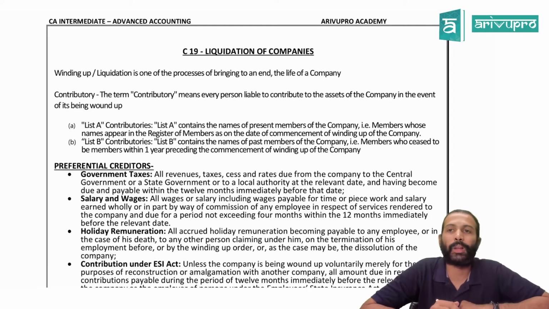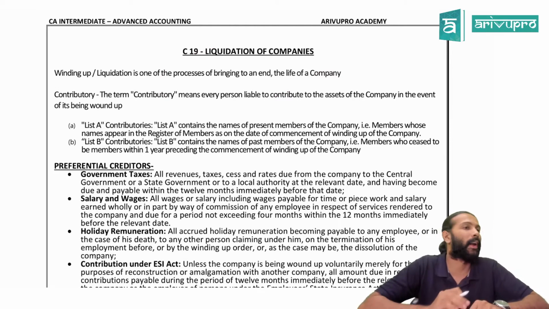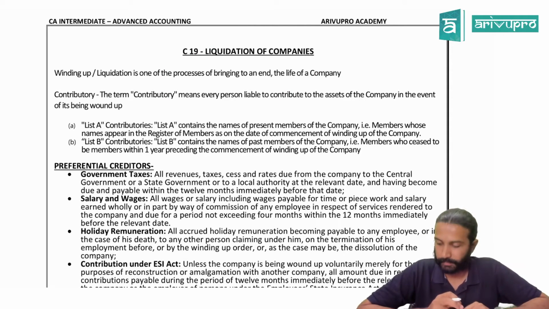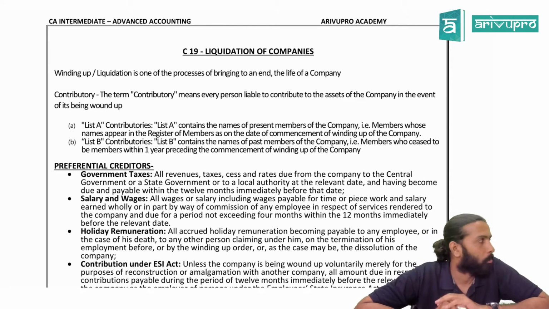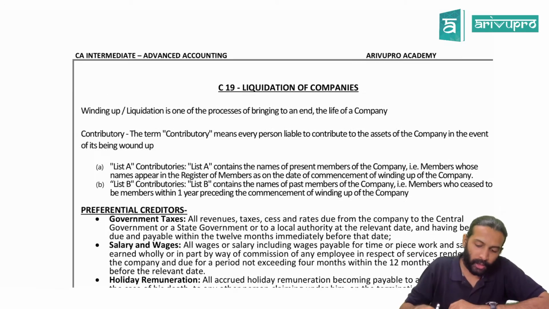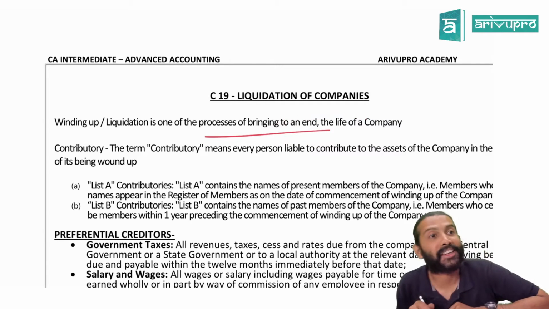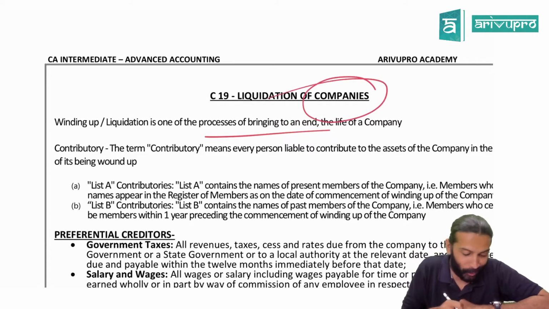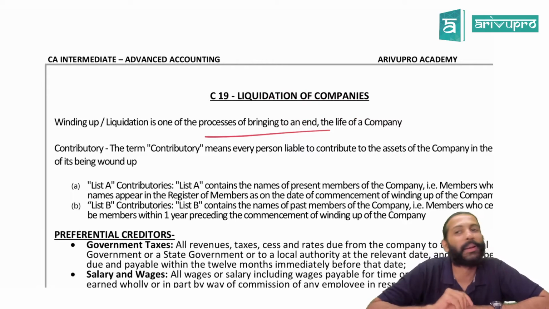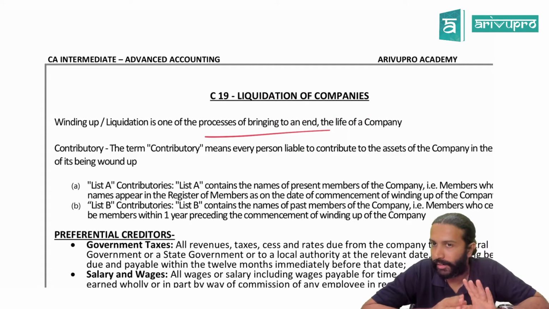Guys, we'll get started with the next topic, chapter number 19, liquidation of companies. Open that chapter in your booklet. Sir, liquidation means what? Converting into cash. Liquidation of companies means the company is shutting down. Company is coming to an end.